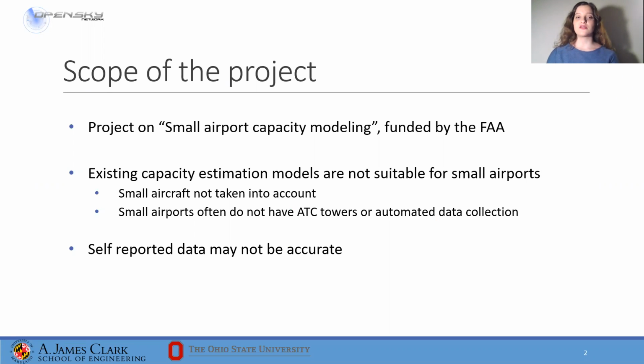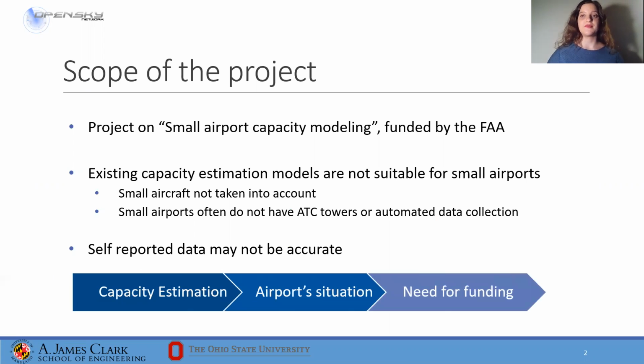Current capacity models do not take into account small aircraft. Also, capacity estimation depends on reliable data, which are often difficult to find. Small airports may not have air traffic control towers or an automated data collection method, and self-reported data may be questioned. However, this is an important procedure. An airport, given its capacity and its current situation, can support the need for additional funding.